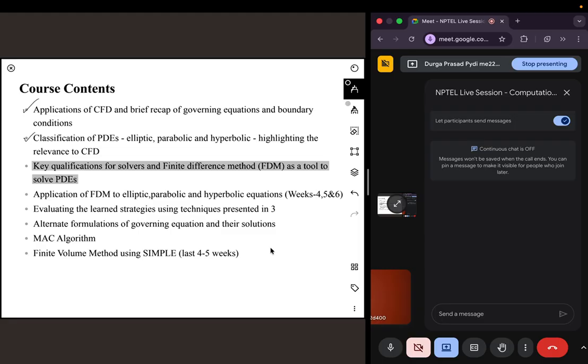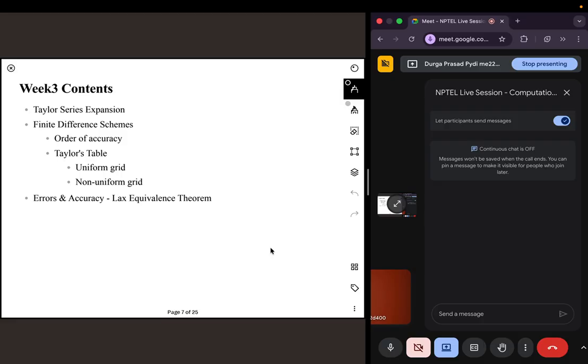We can start. Okay. To quickly summarize this particular week's sessions, the main topics are: we started out with Taylor series expansions, followed by different finite difference schemes defined by order of accuracy, and then we discussed something called Taylor's table, which will be used to construct the finite difference scheme of any given order for uniform and non-uniform grids. And finally, we will discuss some important terms called errors and accuracy, and the Lax equivalence theorem.